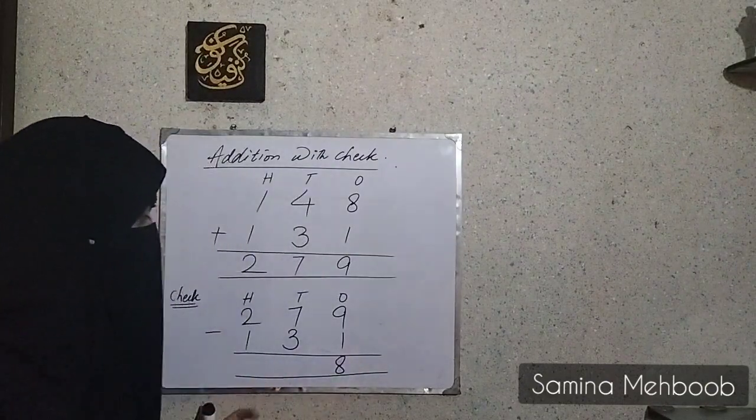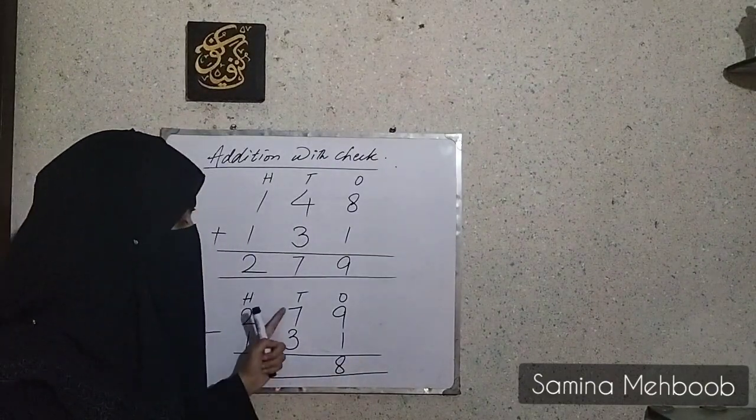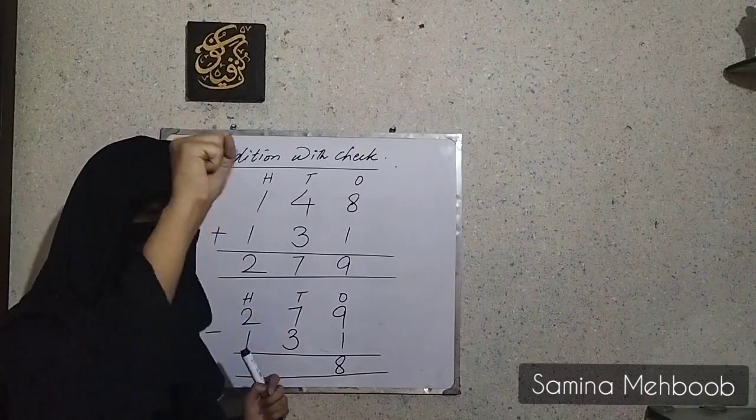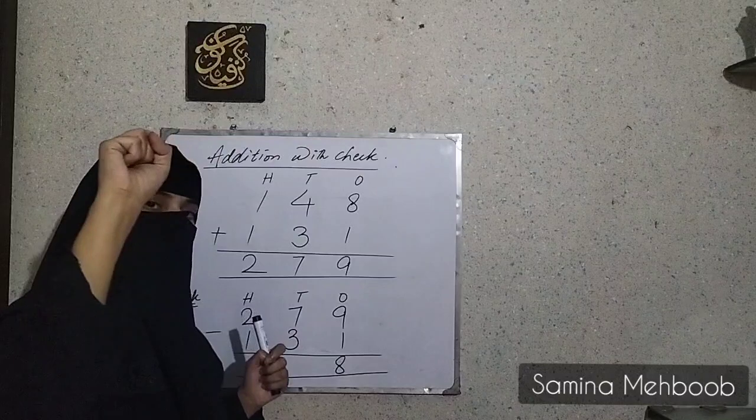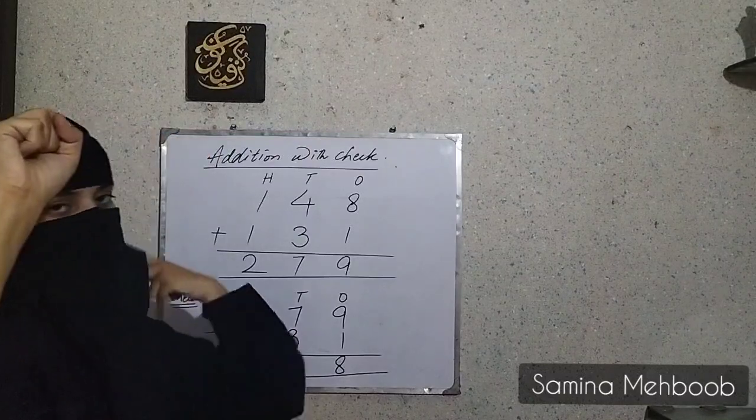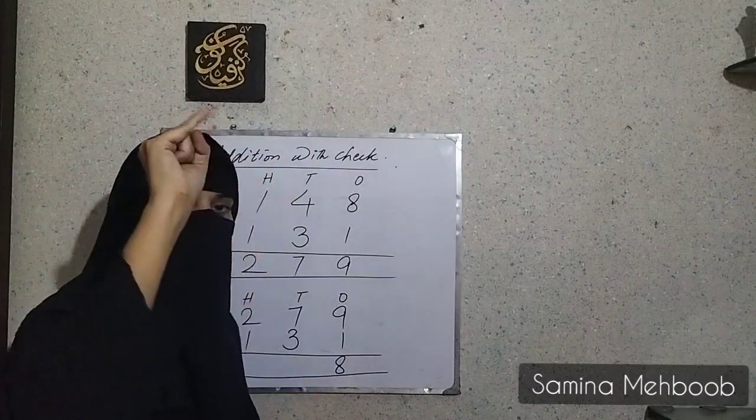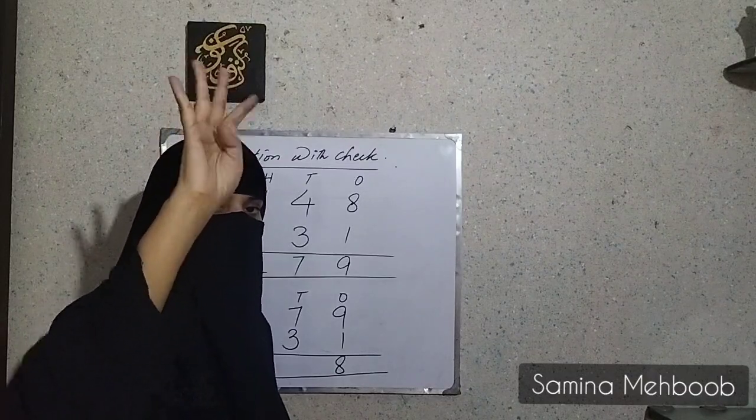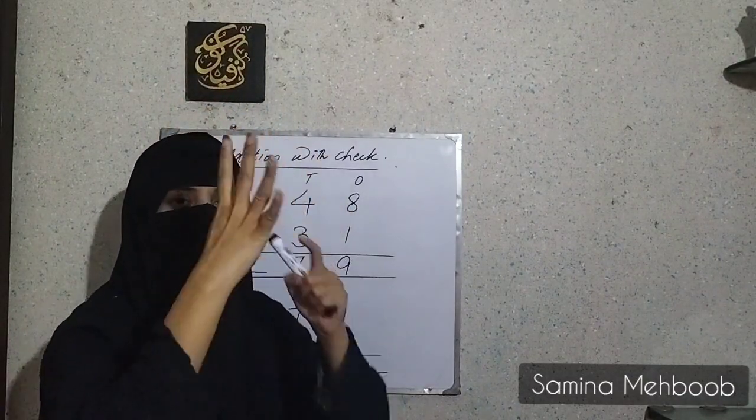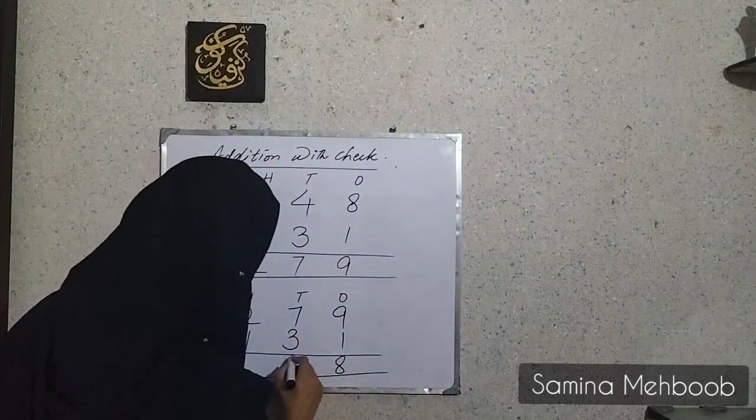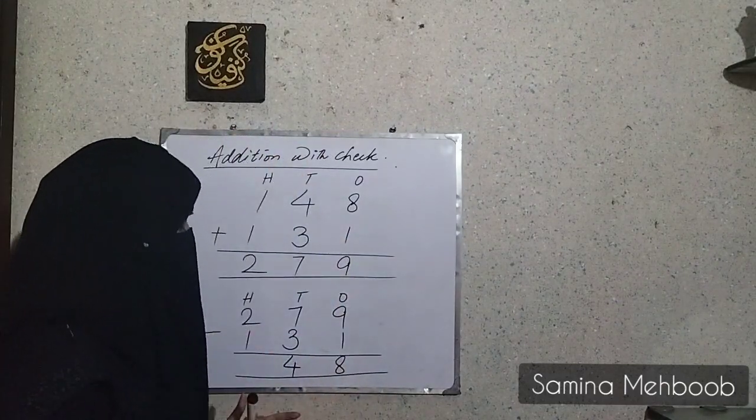Okay, and similarly we will solve the tens place. What is the smaller number here? 3. Make a fist again and start counting after the smaller number till the greater number, and the greater number is 7. After 3, 4, 5, 6 and 7. What is the number? 1, 2, 3, 4. Okay, 4 is the answer of tens place.